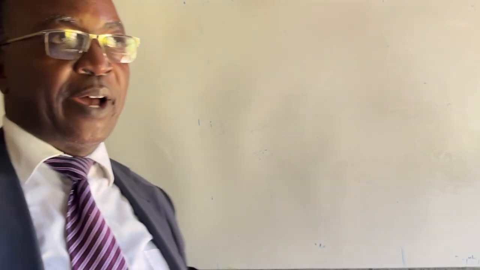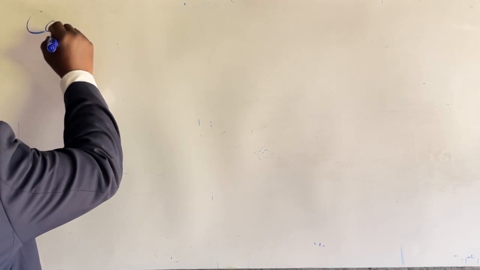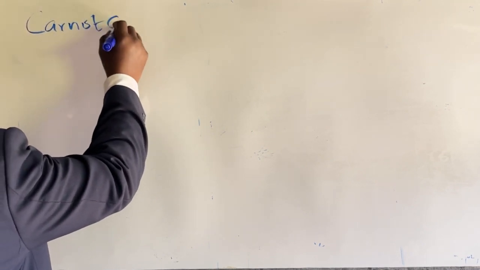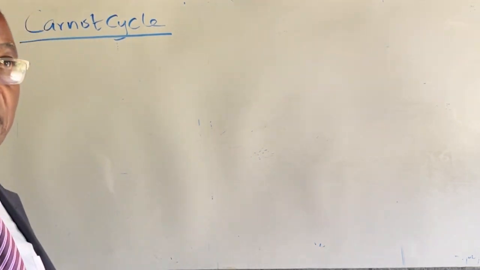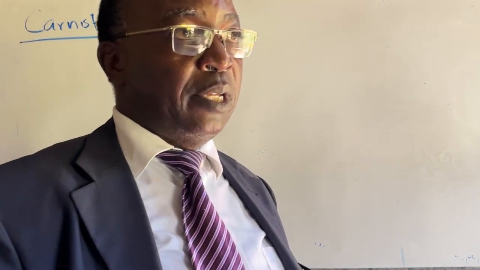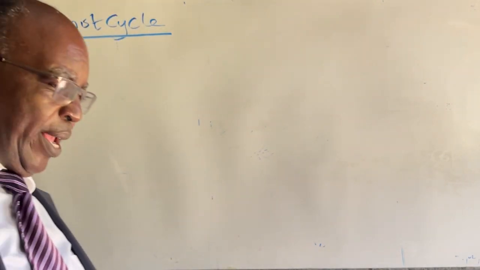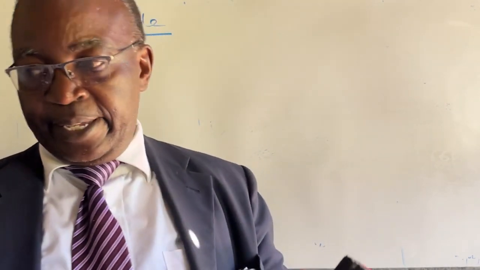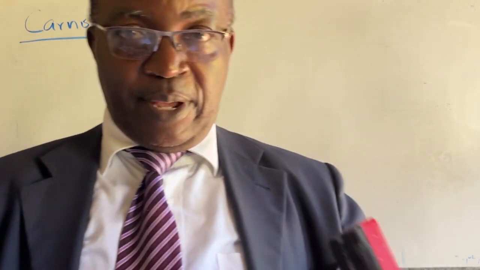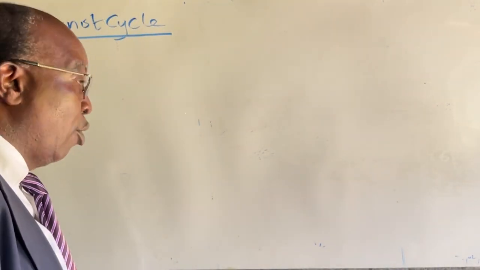We are continuing with our thermodynamic lectures. Today we look at the Carnot Cycle. The Carnot Cycle has four processes. We have an isothermal expansion, an adiabatic expansion, an isothermal compression, and an adiabatic compression.